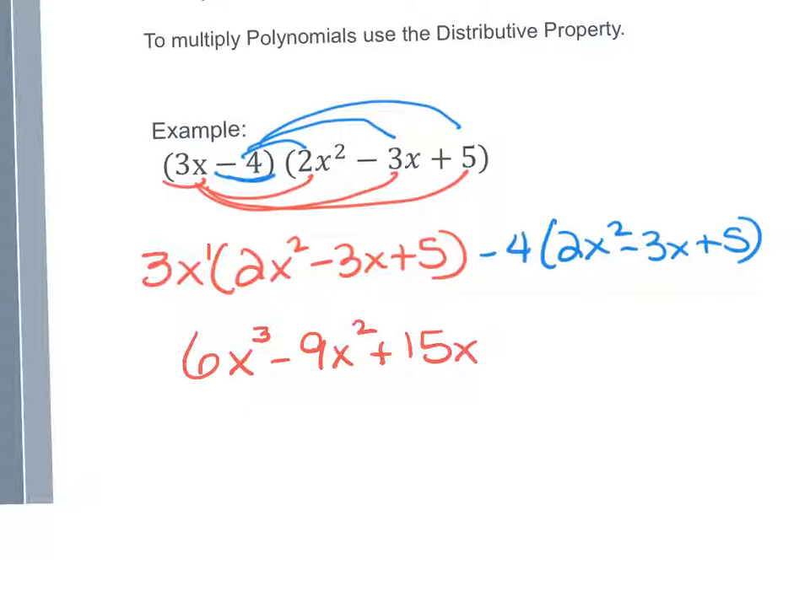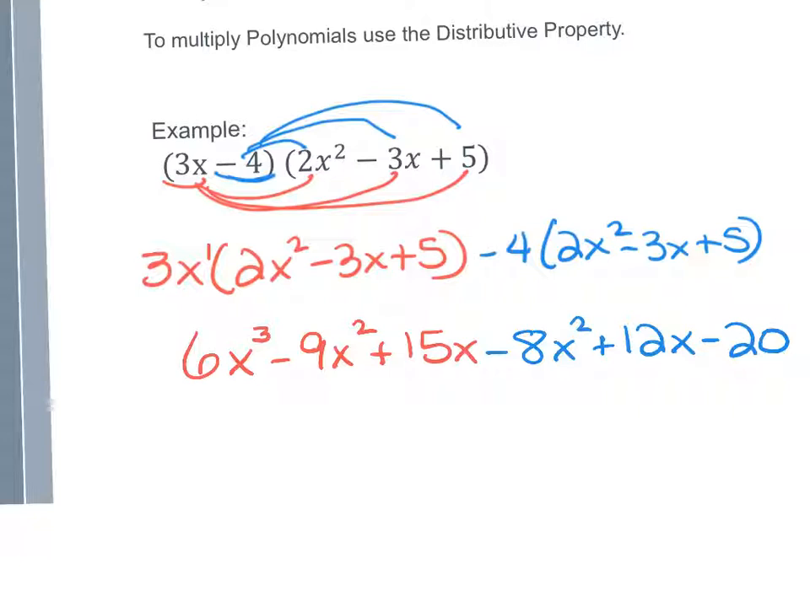Remember, when you multiply terms, they don't need to have the same variable. They don't need to be like terms. That's only when you add and subtract. Now I'm going to work on the blue portion, and I'm going to distribute the -4. So -4 times 2 is -8x squared. -4 times -3 gives me +12x. And then lastly, -4 times +5 is -20.